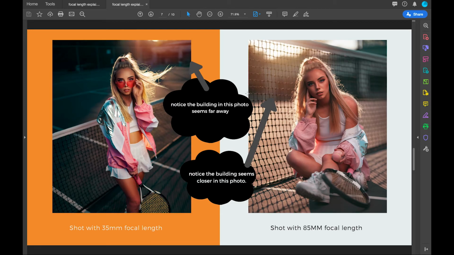Here are some more examples that I really wanted to hit the nail on the head on. This is the same scene. I shot both of these photos about 20 minutes apart. One was shot on the 35mm, while the other one was shot on an 85mm. Now notice how this background here seems very far away, while the one on the right hand side seems as though it's very close up and kind of magnified. And that is the compression that you will receive from a longer focal length lens.